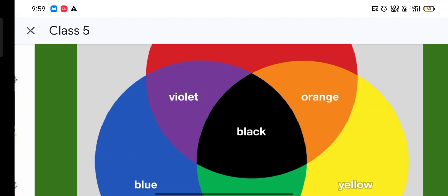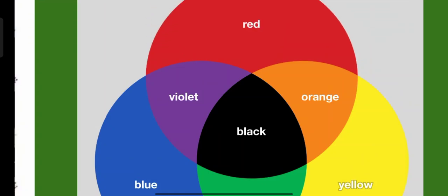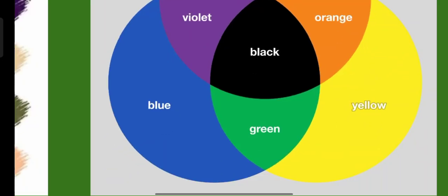Similarly, red union yellow equal to orange. When red and yellow are mixed together we will get orange. So red plus yellow equal to orange. In other words, red union yellow equal to orange. Similarly, blue union yellow equal to green.